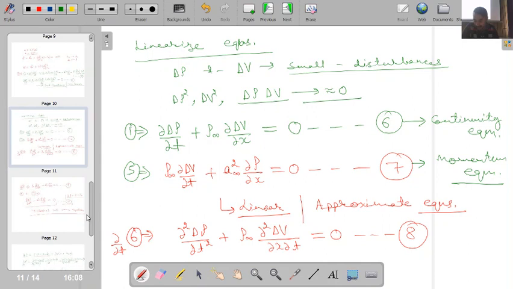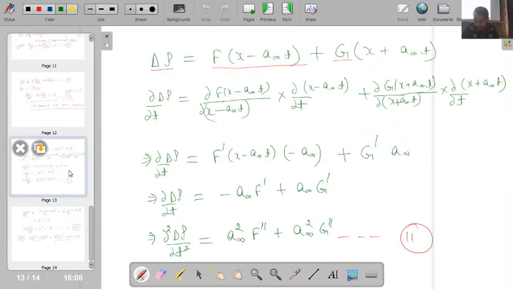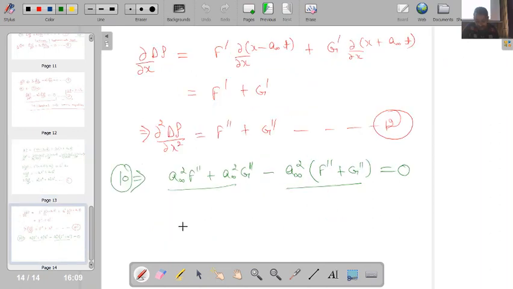So the way I have calculated the solution and expressed the solution for delta rho particularly by using this functional form f of x minus a infinity t plus g of x plus a infinity t, in the similar way I can also write the solution of velocity delta v also. Okay, so delta v also I can write as some other function f of x minus a infinity t plus g of some function x plus a infinity t. Okay, so similarly I can write the solution for delta v also.